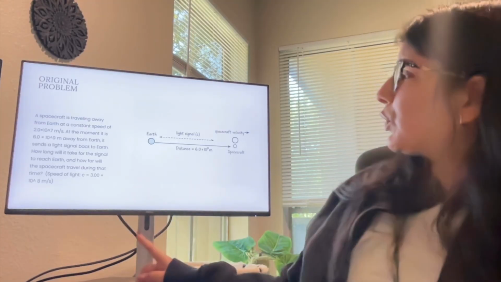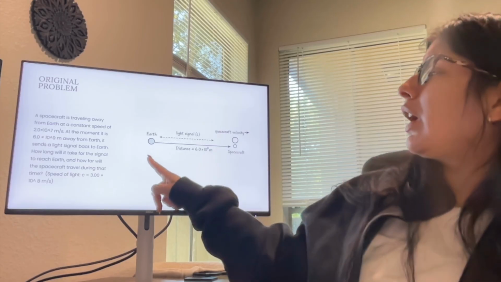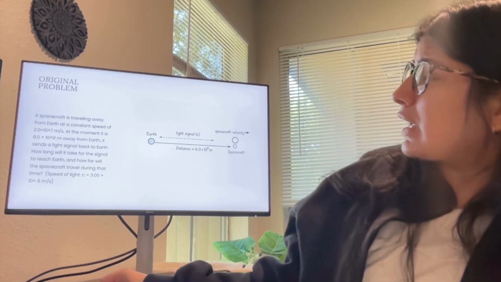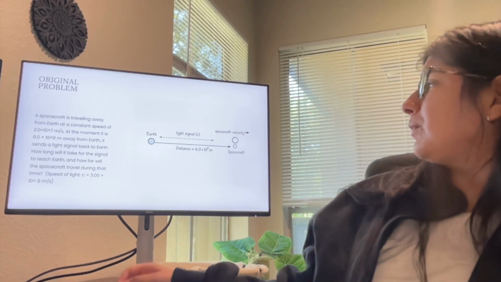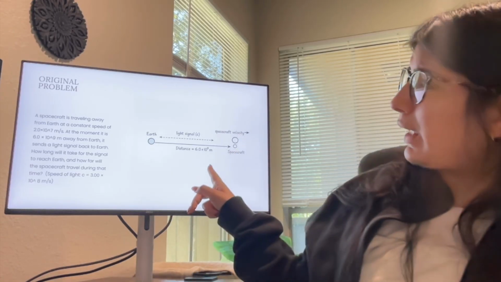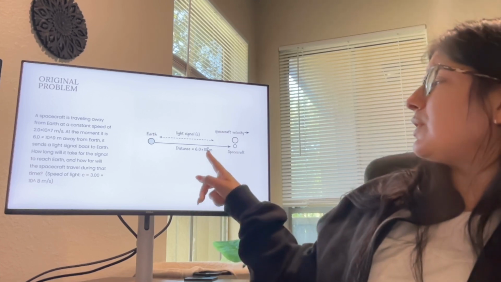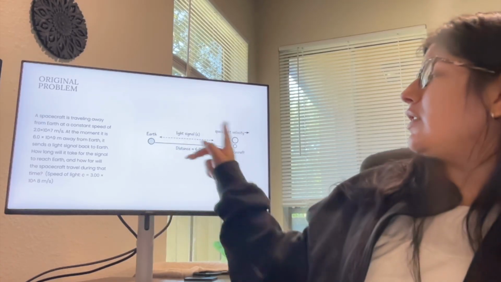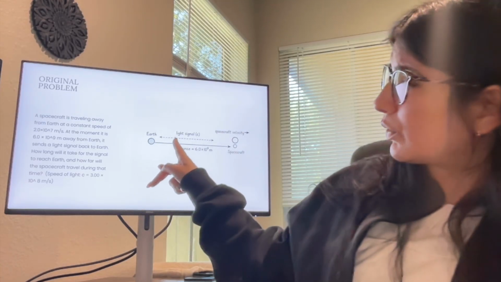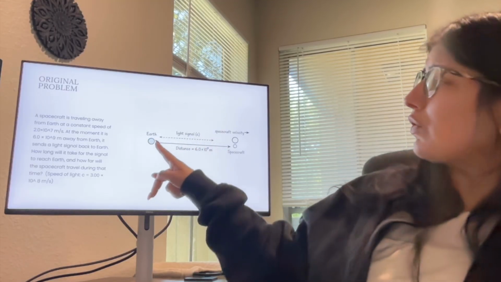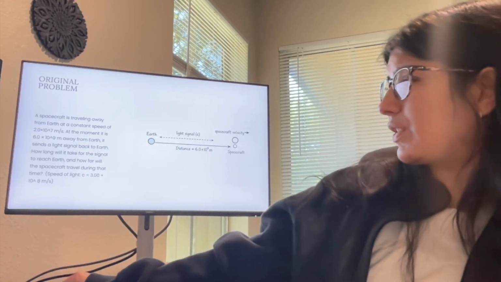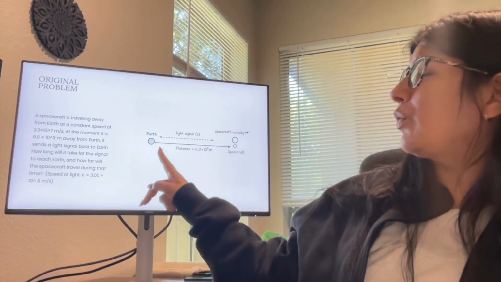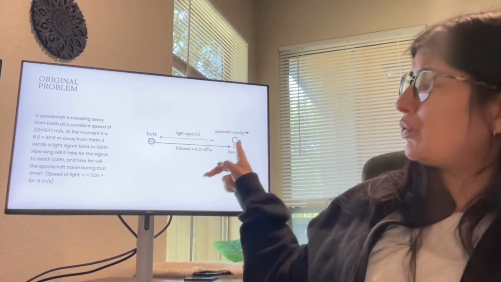A spacecraft is traveling away from Earth at a constant speed of 2 times 10 to the 7th power meters per second. At the moment, it is 6 times 10 to the ninth meters away from Earth, and it sends a light signal back to Earth. How long will it take for the signal to reach Earth? And how far will the spacecraft travel during that time?